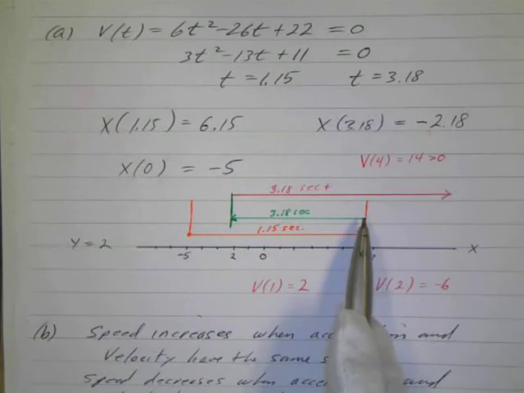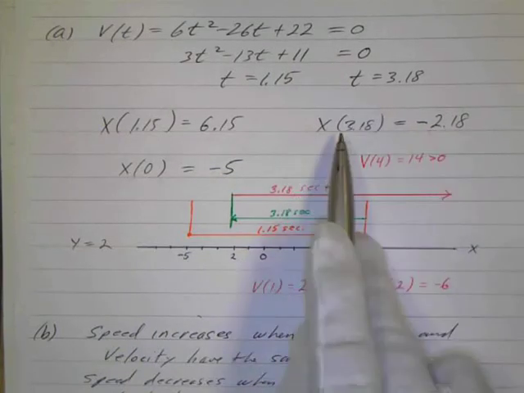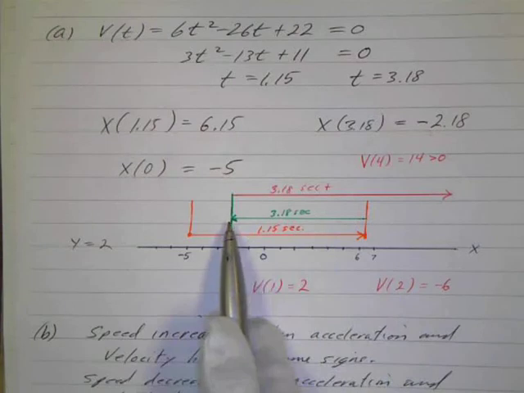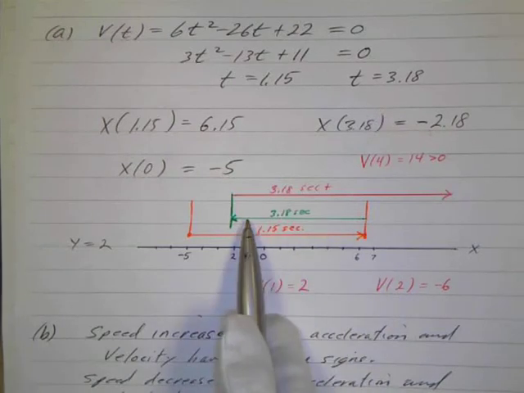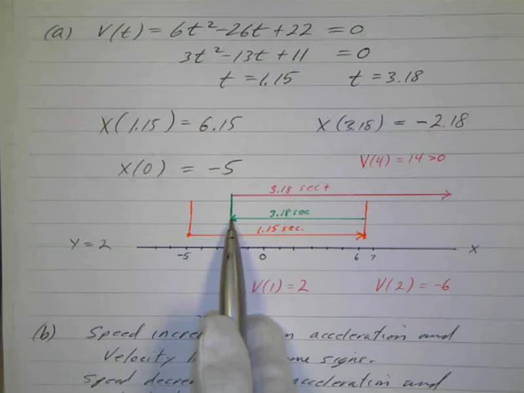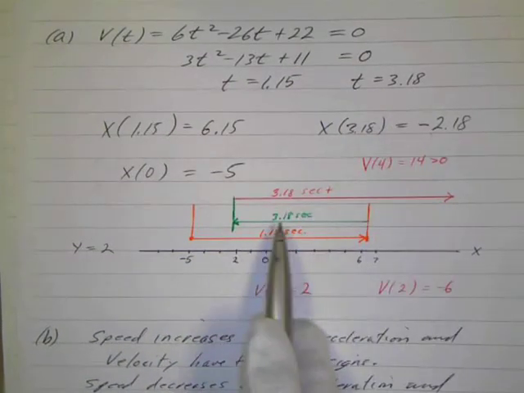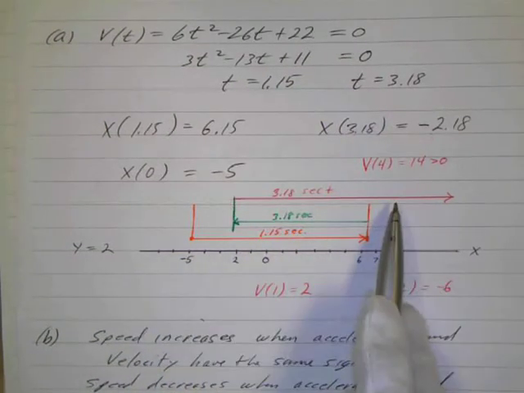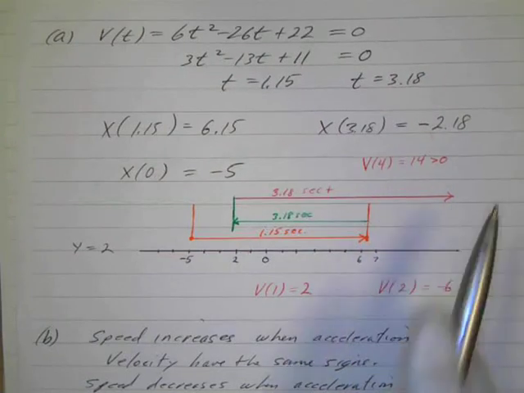And then I'm going to turn around because I'm going to head back this way, because I'm going to end up after 3.18 seconds at -2.18. So I got to be going left. From 1.15 seconds to 3.18 seconds, I'm going left. And then I stop again because that's where my velocity is 0. And I turn around and I head right. And I keep going. Okay?